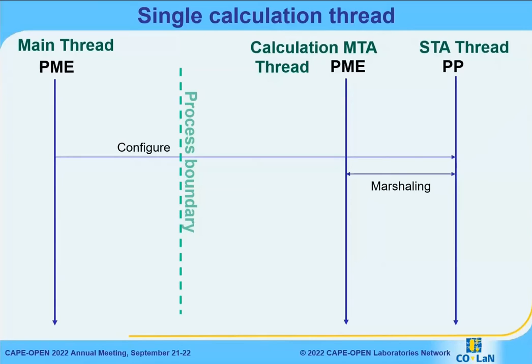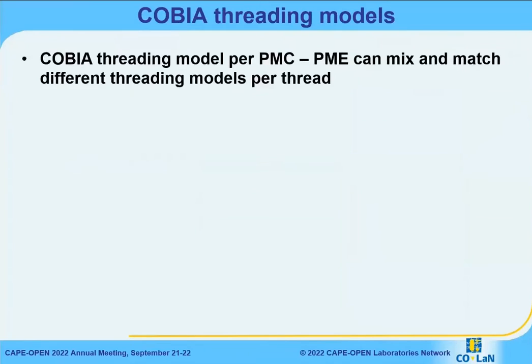This kind of marshalling gives CAPE-OPEN the name of being slow, but this is of course not CAPE-OPEN's fault. This is simply a poor threading model choice in the application at hand. There are fortunately ways at which we can work around this particular situation, which I will come back to later on.